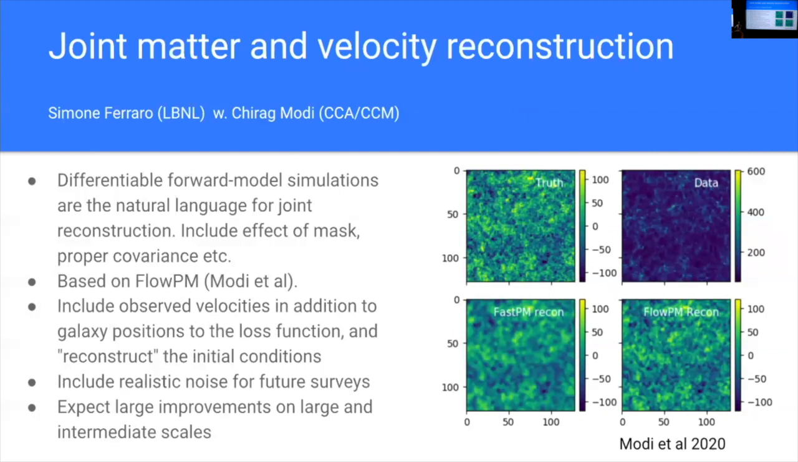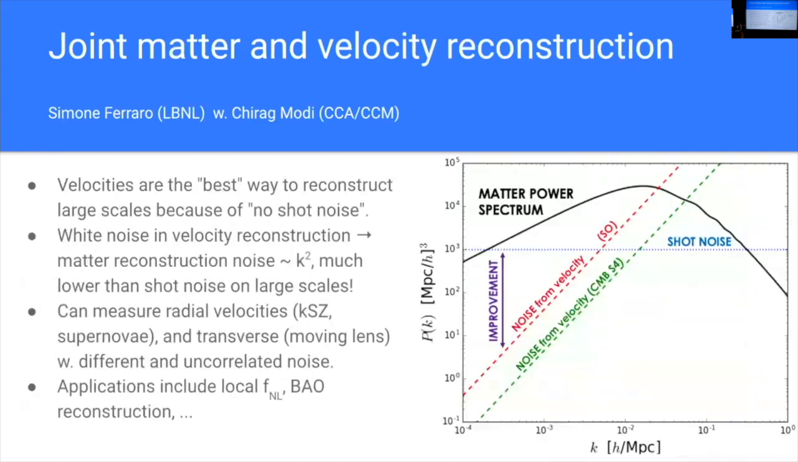Right. Chirag can say much more about galaxy positions only, but what I'm really excited about is, if you can go to the previous slide, the reconstruction for galaxy positions only will be of the order of shot noise. You can do a little bit better than shot noise, but not much better. So we really want to see this big improvement that the Fisher forecast shows on large scales, and that would be several orders of magnitude. So that's what we're really excited about.